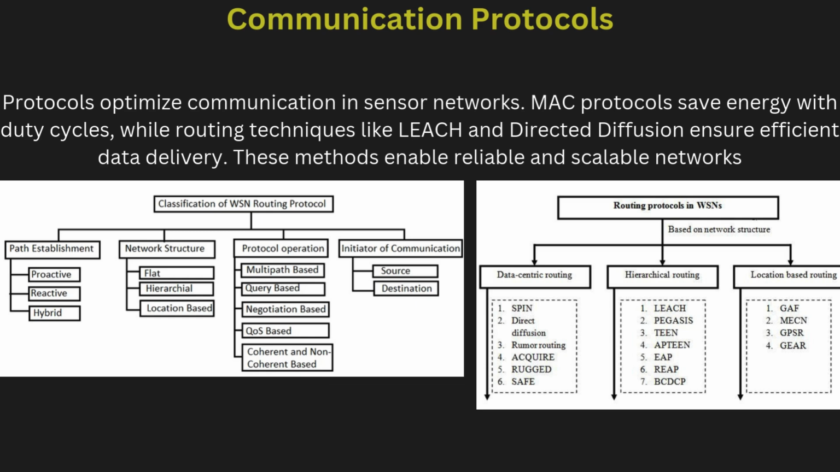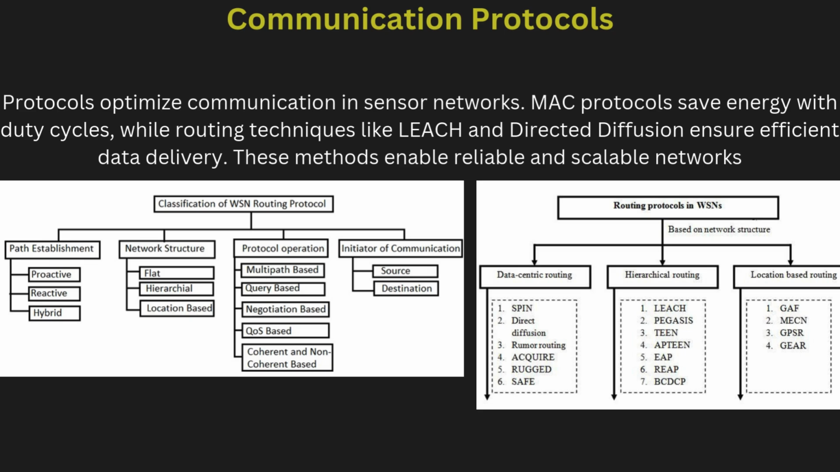So now the communication protocol. Communication in sensor network begins at the physical layer, where transceiver designs ensure low power consumption and signal integrity. At the MAC layer, protocols like S-MAC and wake up radios help to reduce energy wastage by managing the communication cycles. Routing protocols play a critical role, offering energy efficient data transmission methods.